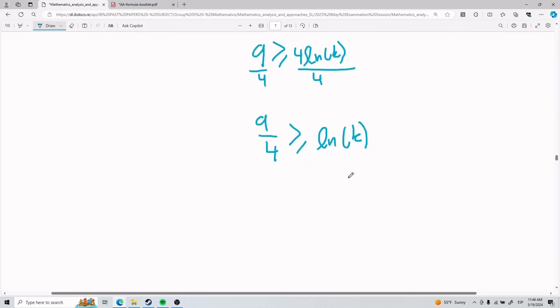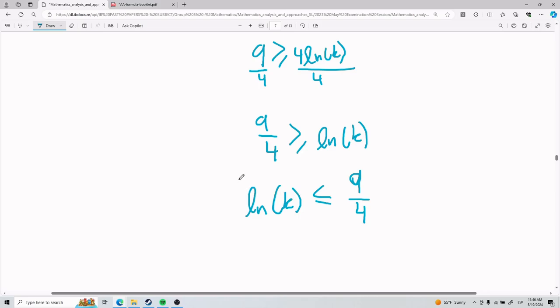Now, just because for me it's easier to visualize it, I'm going to flip it for a second. So ln k is less than or equal to 9 over 4. See? And from here, we're pretty much at the last step. From here, you need to find the value for k. You already got k alone as much as you can. And the last step is a little bit creative. You have to be familiar with logs and stuff like that.